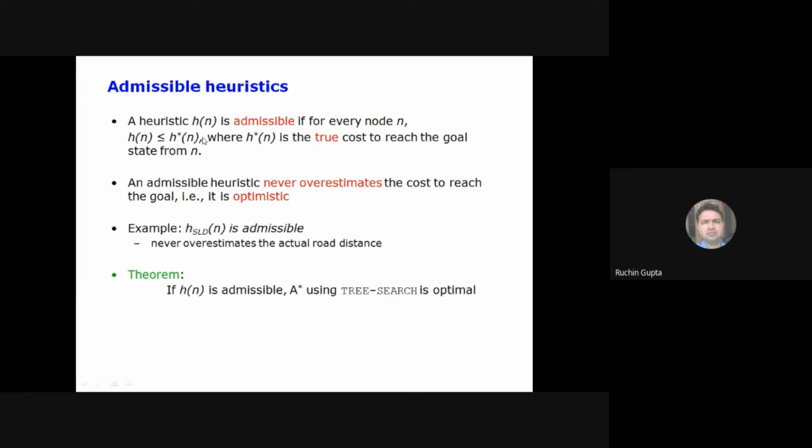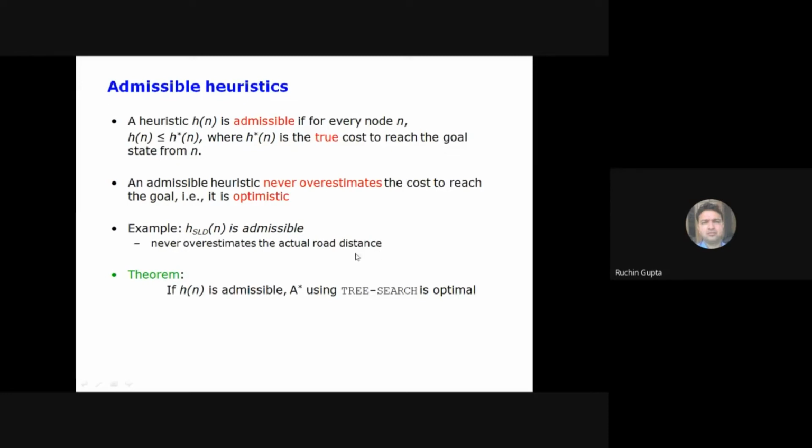So we should select a heuristic function h(n) which always has a lesser cost than the true cost between the goal node and the node n. Or in other words, any admissible heuristic will never overestimate the cost to reach the goal. So the straight line distance heuristic function is admissible, because the straight line distance between two cities will always be less than the actual road distance between the two cities.